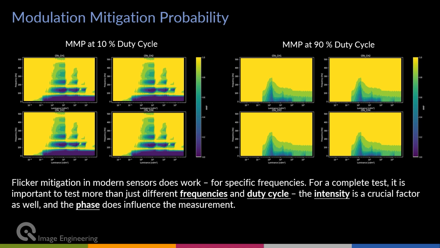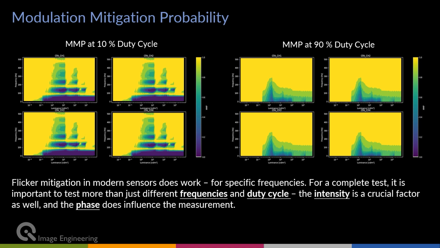That's quite obvious, but that's not what all tests do. Many tests for flicker do not change the intensity. Here this is done, and this is very important because you see, depending on where you are in the region, you have flicker depending on the intensity. But the frequency is also quite interesting. You see here, for example, at 100 Hertz, flicker is perfectly mitigated, at 200 as well. But in between, you again have strong flicker.